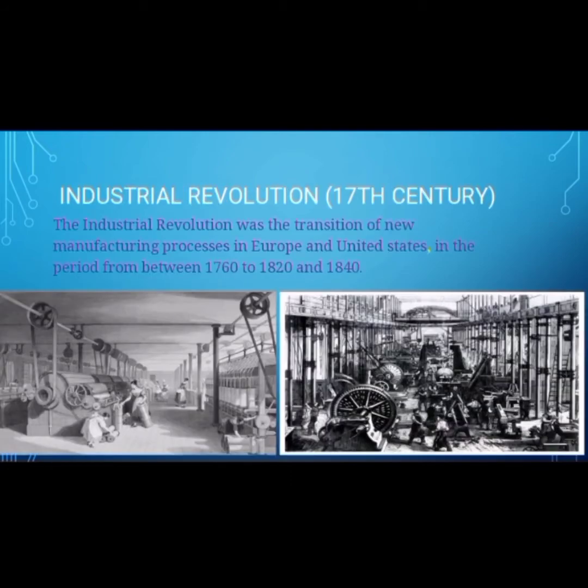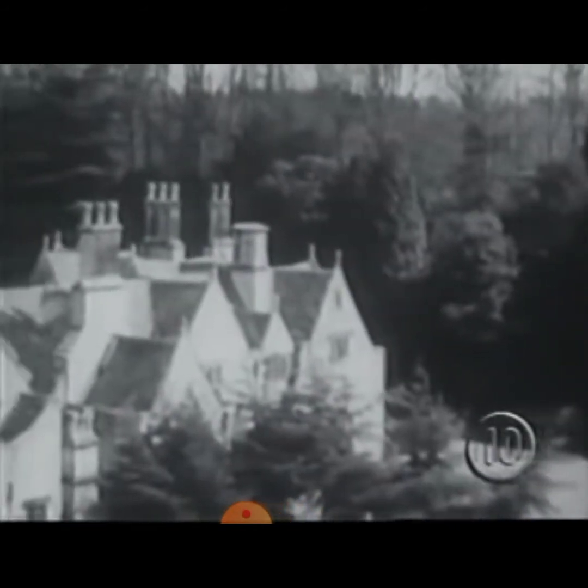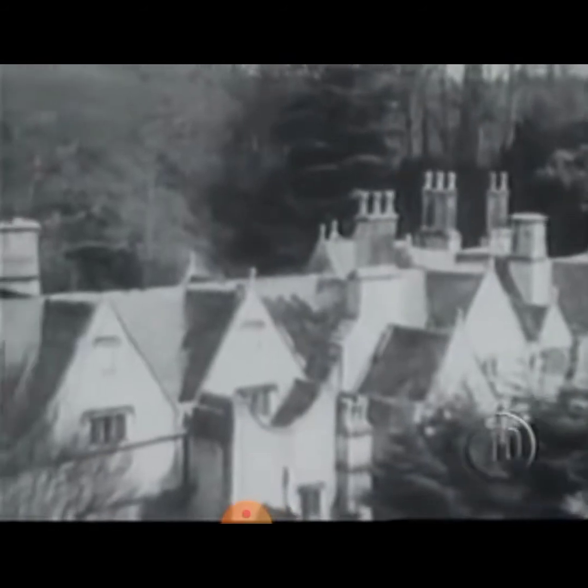Industrial Revolution in the 17th century. The Industrial Revolution was the transition to new manufacturing processes in Europe and the United States in the period between 1760 and 1820 to 1840. In the late 1700s, most people worked in the fields on land they did not own. Those who owned the land, called aristocrats, lived refined lives in elegant manor houses. Servants raised their children and did their housework. The landowners and the people who worked for them depended upon each other. It was a system that had existed for centuries.